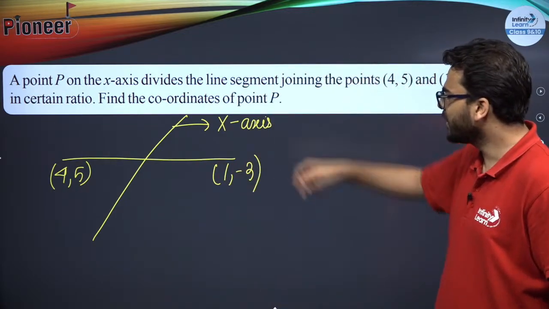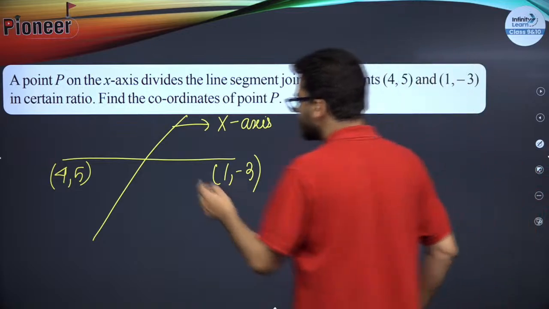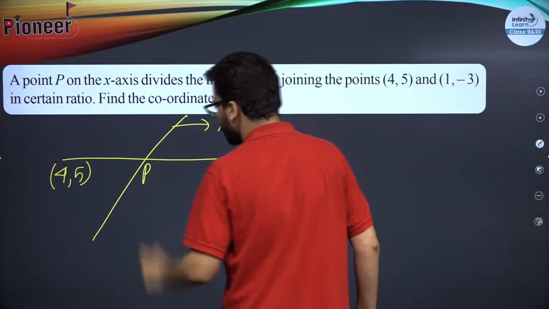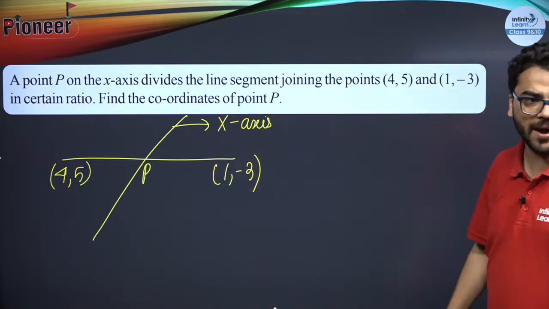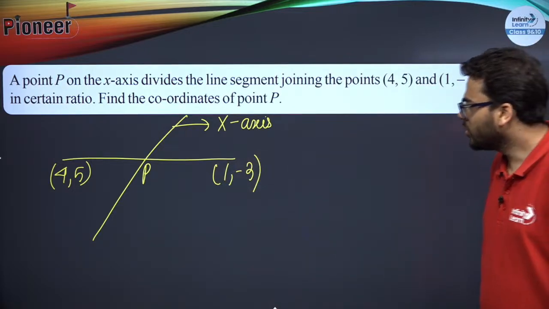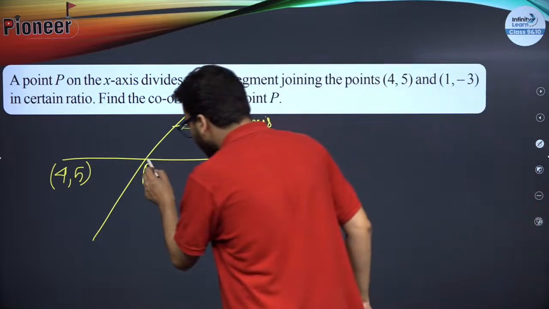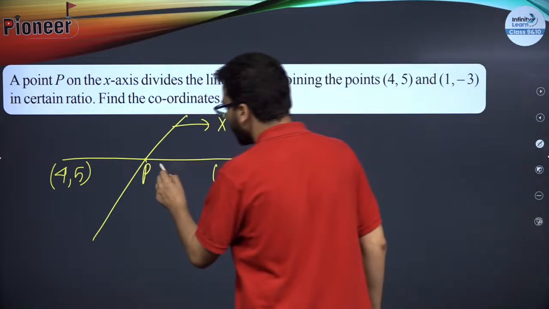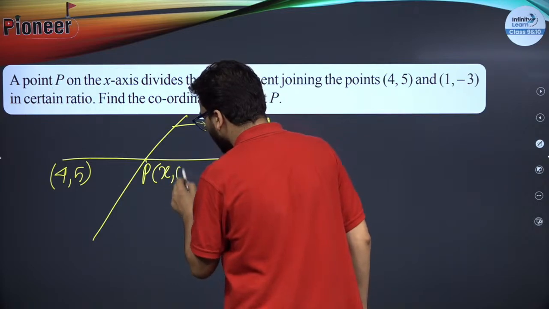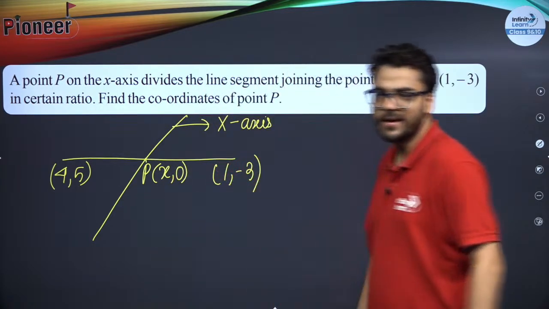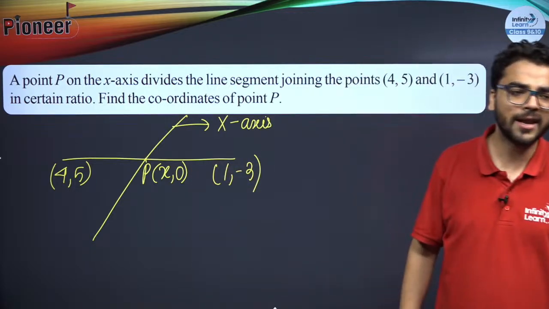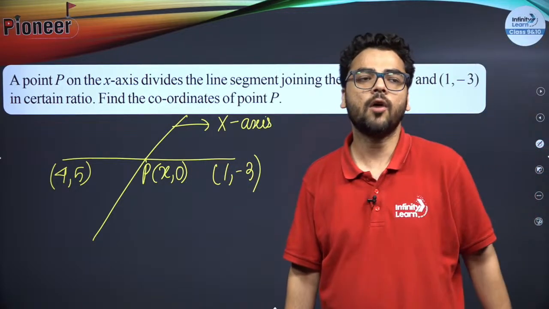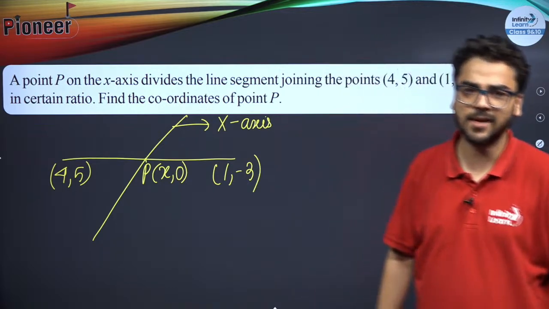Now over here you have to find the coordinates of the point P. This is the point P, I mean the point of intersection of the x-axis and the line segment joining the points 4, 5 and 1, minus 3. So you know that this point is also lying on the x-axis, and any point lying on the x-axis is of the form x, 0. The y coordinate or the ordinate of any point lying on the x-axis is 0.